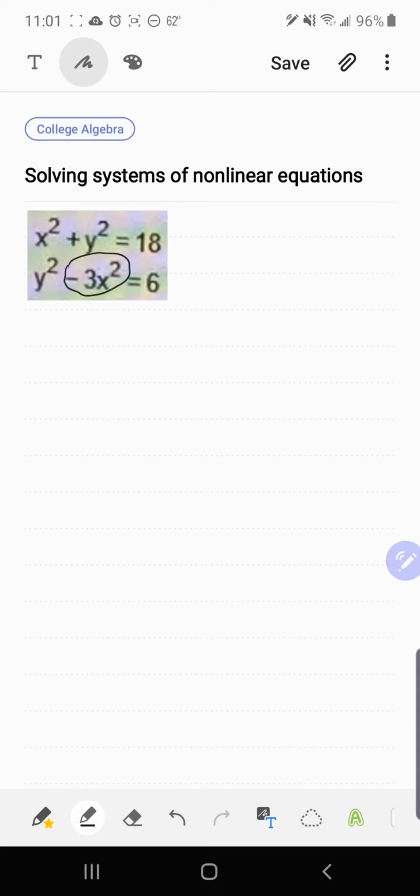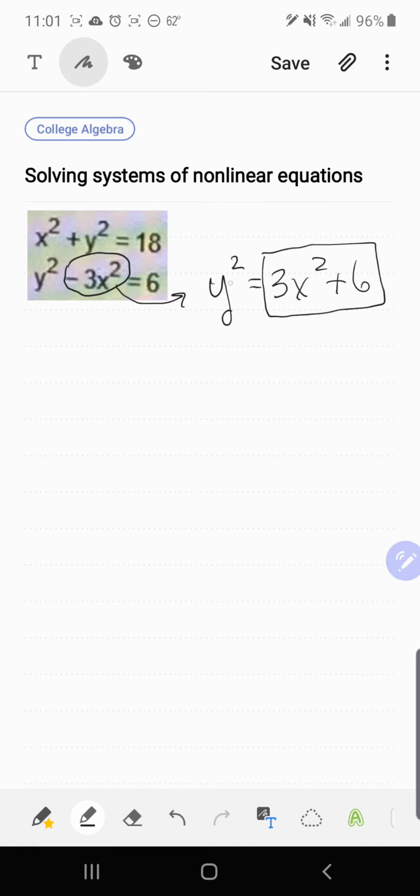So we're going to take the negative 3x squared and move it over, and that's going to give me y squared equals 3x squared plus 6. And so now what that tells me is anywhere that I see a y squared, I can replace it with 3x squared plus 6. And we're going to do that in the first equation. So that's going to give me x squared plus 3x squared plus 6 equals 18. Do you see that I replaced the y squared in the first equation with what it's equal to?